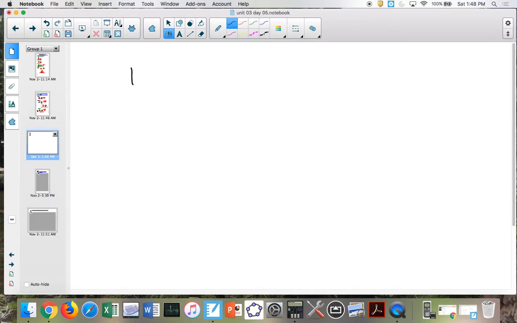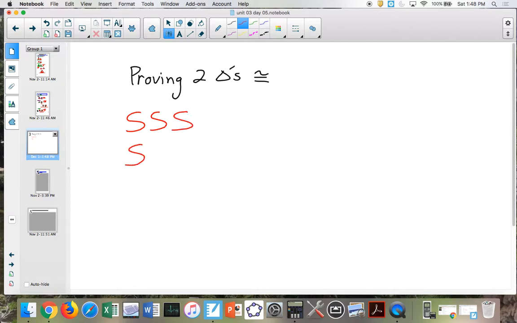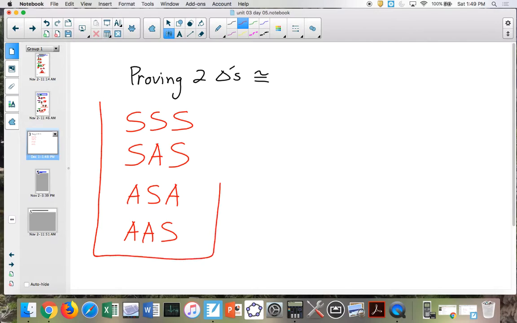So here they are. Proving two triangles congruent. If you have all 3 pairs of corresponding sides, if you have 2 pairs of corresponding sides and the angles between them, if we have 2 pairs of corresponding angles congruent and the side between them, or if we have 2 pairs of angles and then another side. And these are the only 4 ways we can prove 2 triangles are congruent with 3 pieces of information given.